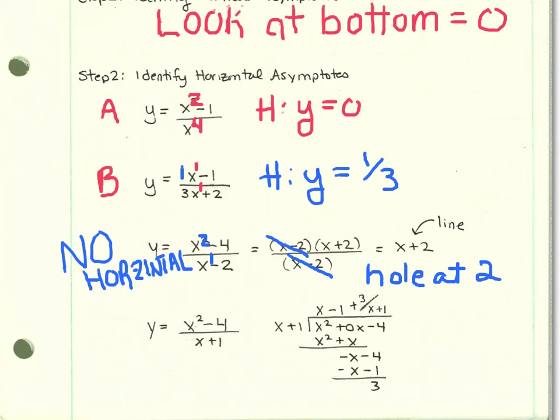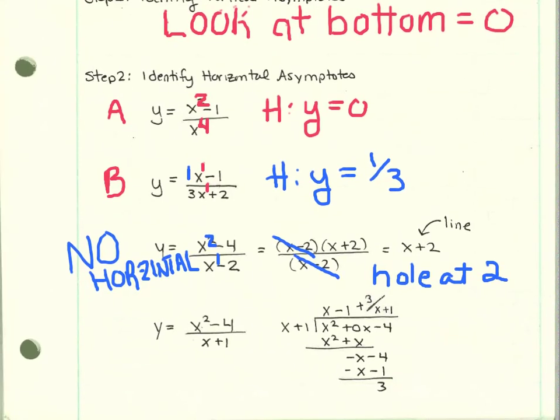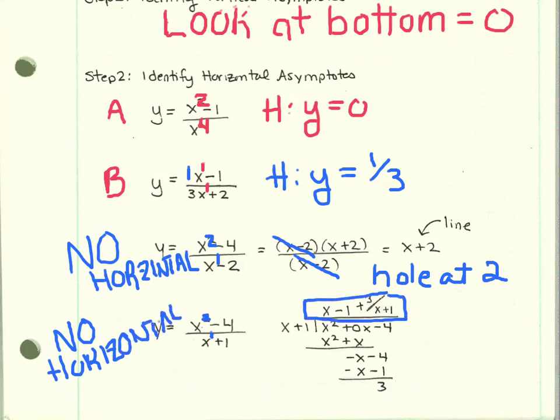This next example also has the top power bigger because we've got a power of 2 here and we've got a power of 1 below. But in this case, it doesn't cancel out nicely, and so for these problems, you're going to have to do long or synthetic division, and this is going to have no horizontal asymptote, but because it didn't divide in evenly, that means it's going to have right here at x minus 1 a slant asymptote.